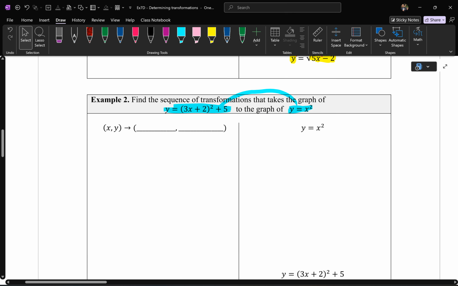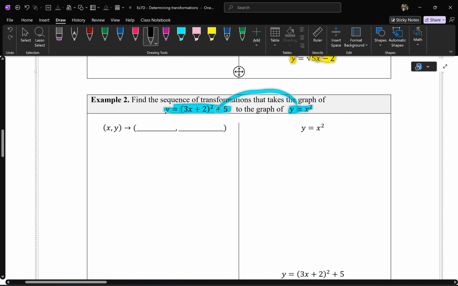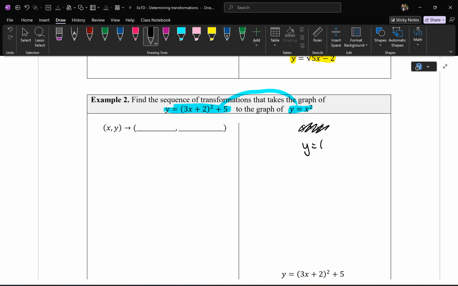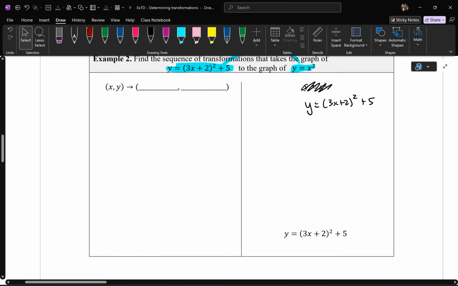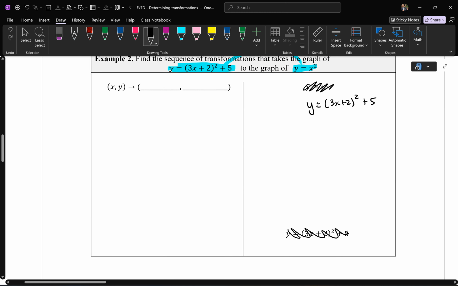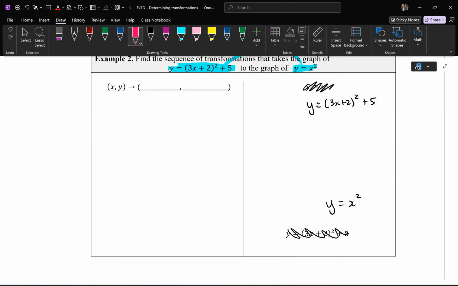Sorry, I just realized I wrote this wrong. Should be the other way around. So this should be y equals 3x plus 2 squared plus 5. That's your original function. And you are moving it to y equals x squared. It matters because you need to know which one's the old x and the new x and all that. So that must mean this is new y, new x.